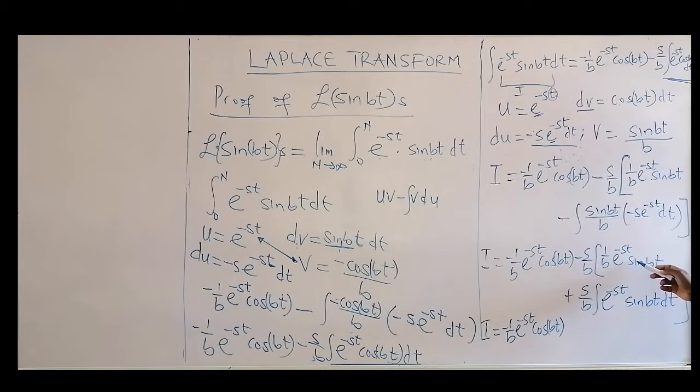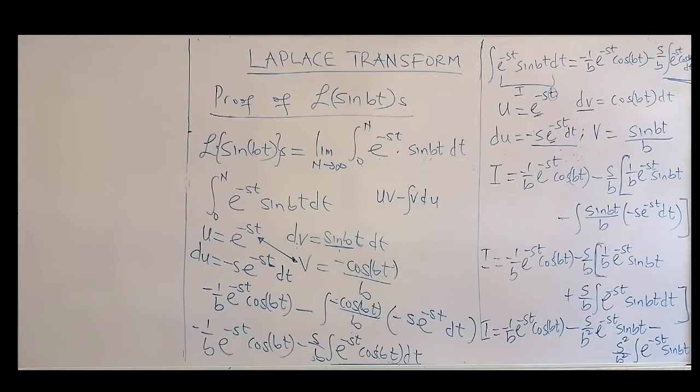Okay, then open this bracket. This is a big bracket that I open here and closes here. So this fraction x over b times 1 over b will be minus x over b squared e to the minus st sine bt. Then minus also here times this one, that will be minus x squared over b squared integral of e to the minus xt sine bt.